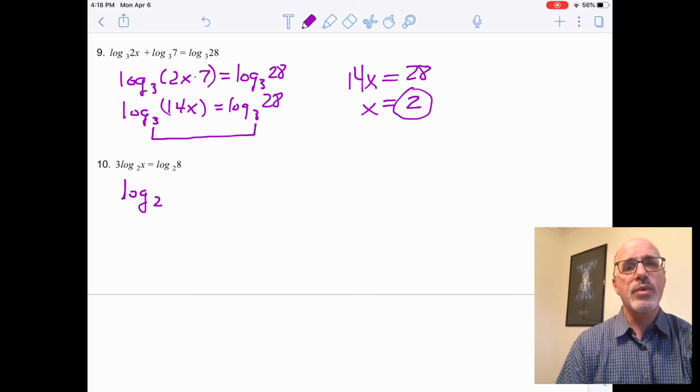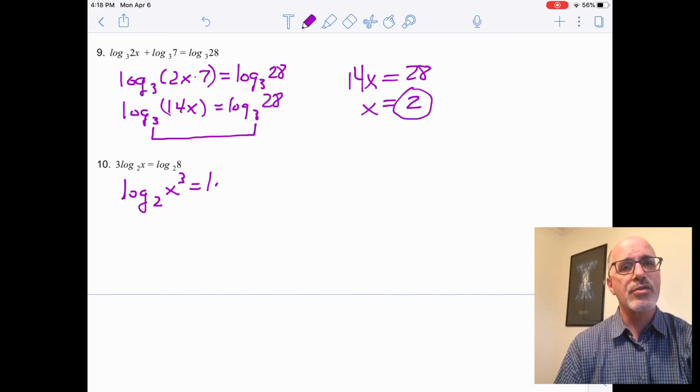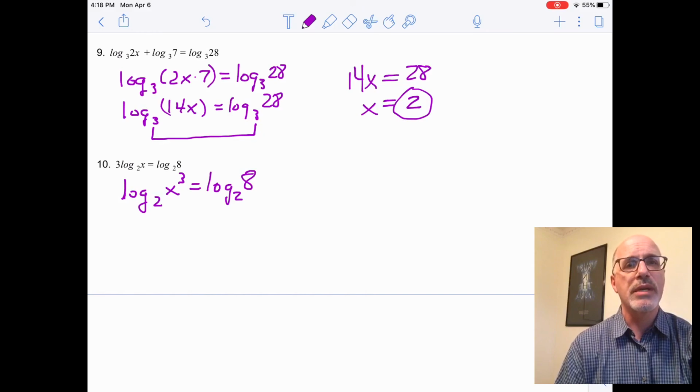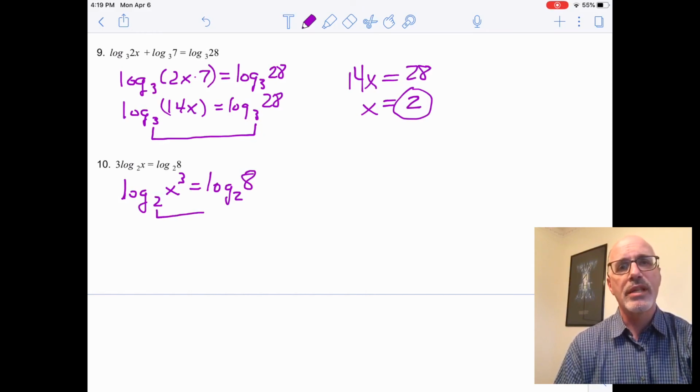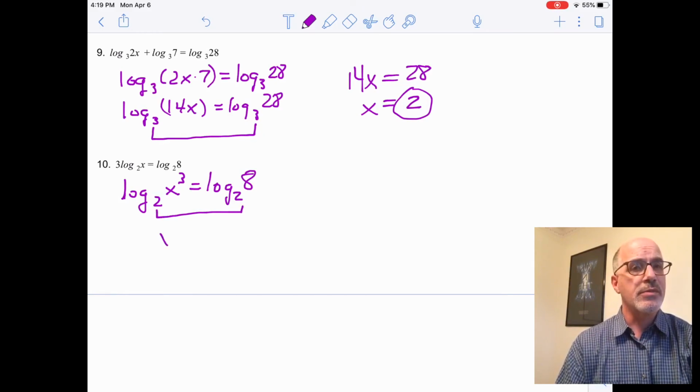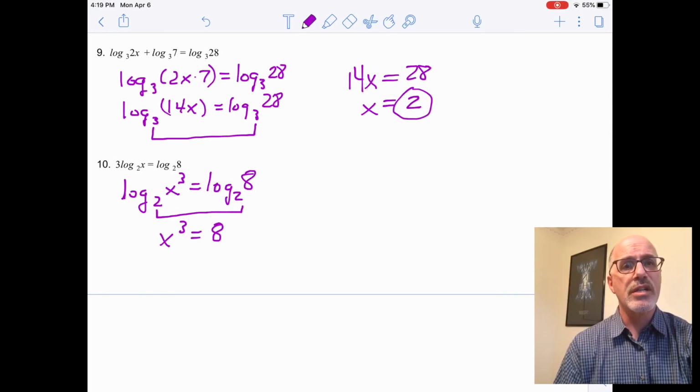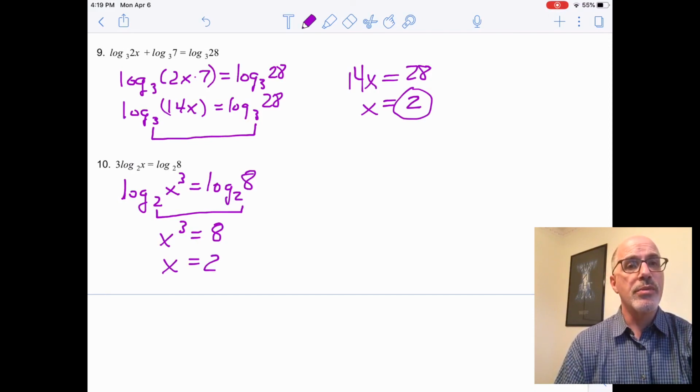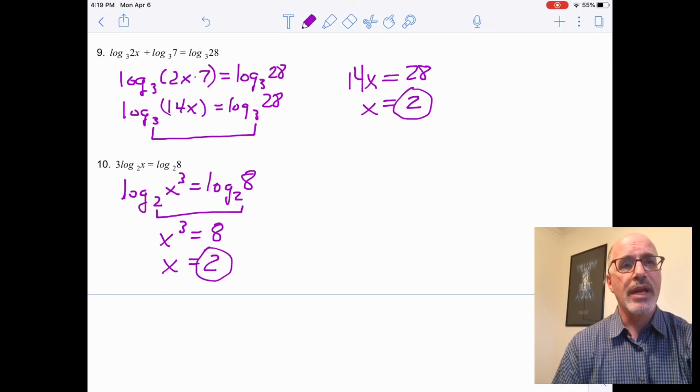Now this last one, notice it has a 3 in front of it. We're going to use that last rule to make that the exponent on the inside by working it backwards. So it becomes x to the third, bringing that 3 out in front. It's base 2 on both sides, so we can set x to the third equal to 8. We can then take the cube root of both sides. We get x equal to 2. If you put it back in, it checks. It's positive. It works out. We have our solution.